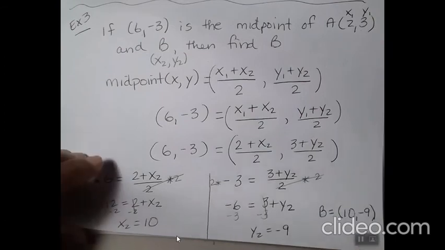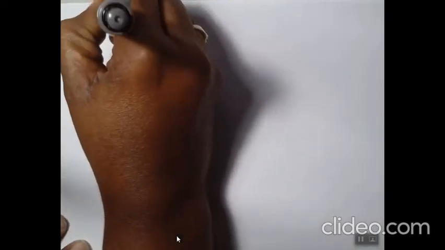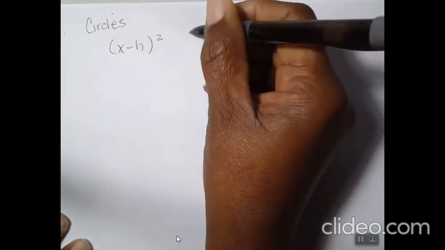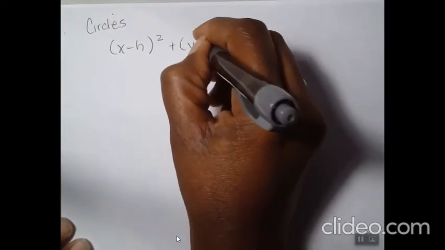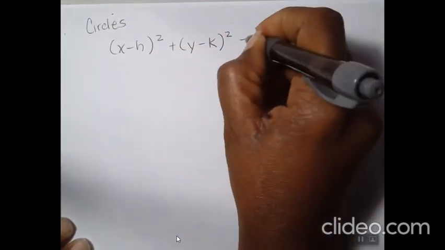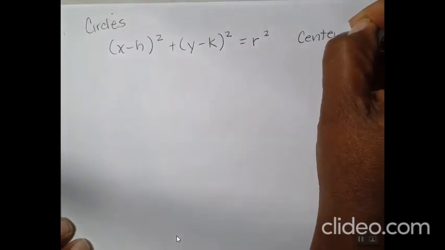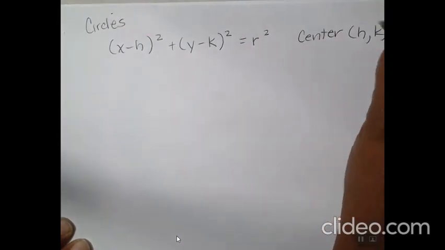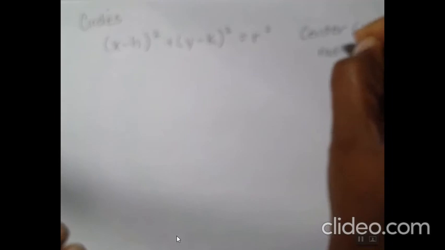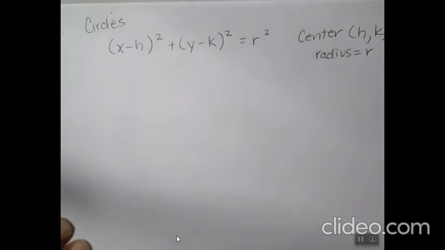So now let's continue from here with the circle part, using the circle's general form. The circle's general form is (x - h)² + (y - k)² = r², where the center is (h, k) and the radius equals r.